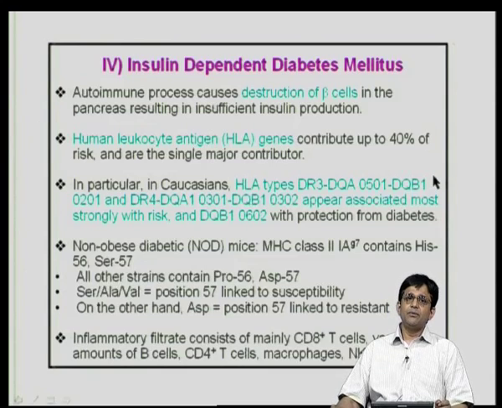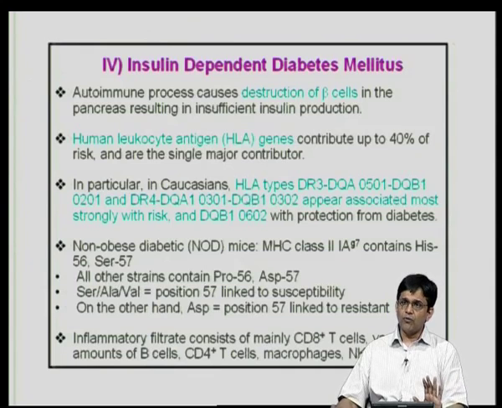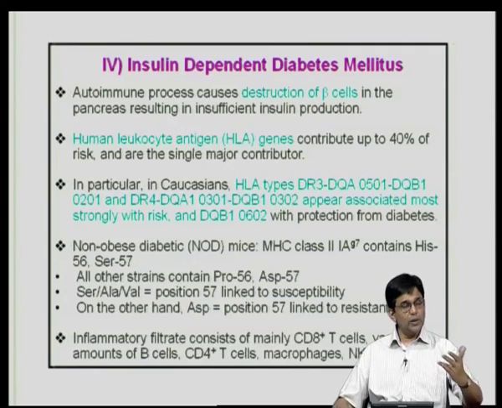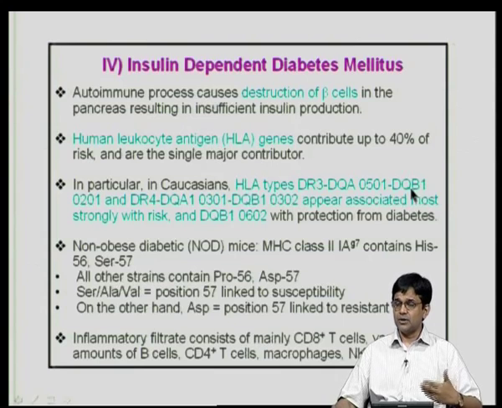The next disease that we will study is insulin dependent diabetes. As was mentioned, here you have destruction of the beta cells of the pancreas. Now here HLA plays an important role, and people have shown that it contributes 40% of the risk factor. You have different HLA molecules that are protective or that appear to make you more susceptible to disease.